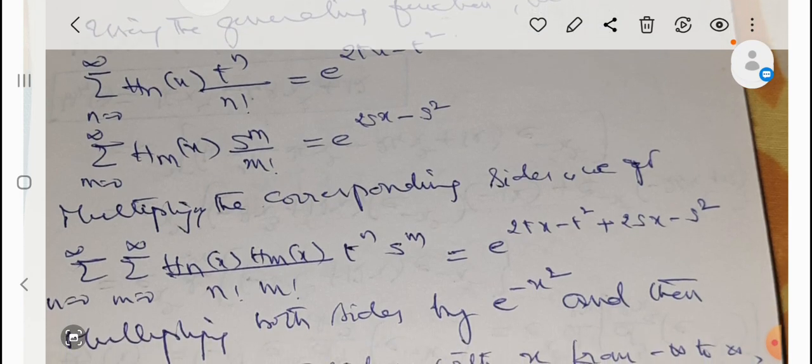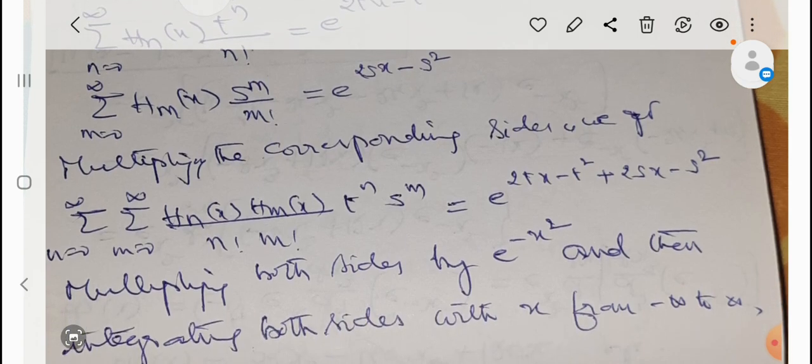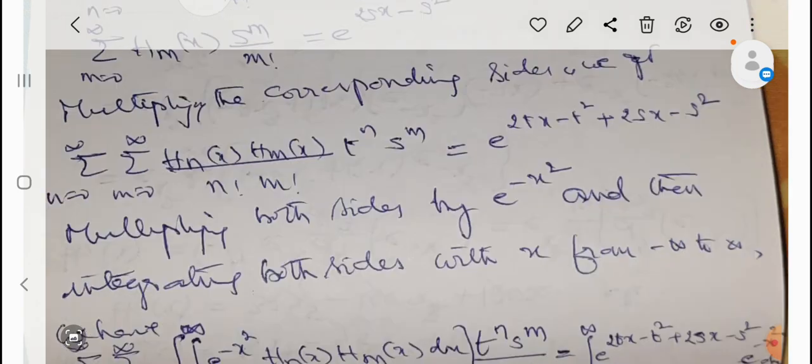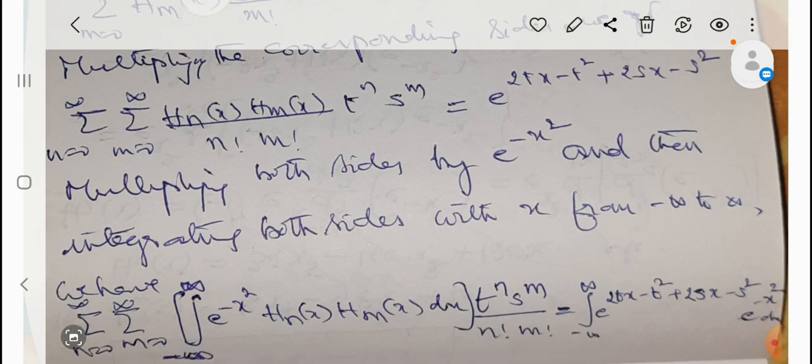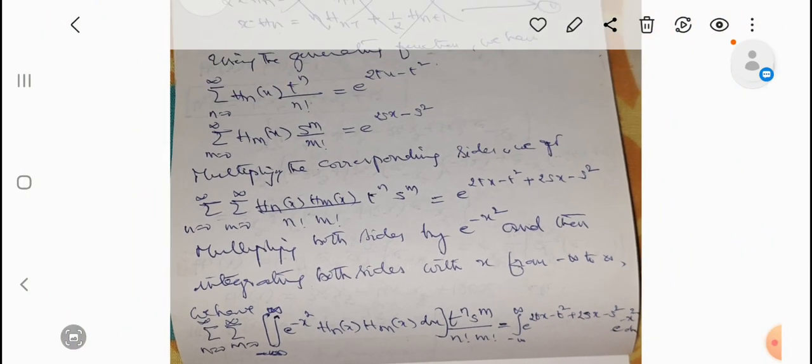Now multiplying both sides by e power minus x square and then integrating both sides with respect to x between the limits minus infinity to plus infinity, we get the double summation of the integral from minus infinity to plus infinity of e power minus x square Hn of x into Hm of x dx, times t power n into s power m by n factorial into m factorial, equal to the right hand side, which becomes the integral from minus infinity to plus infinity of e power 2tx minus t square plus 2sx minus s square into e power minus x square dx. Okay, so we got this.